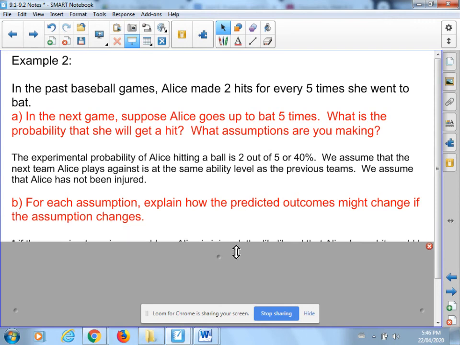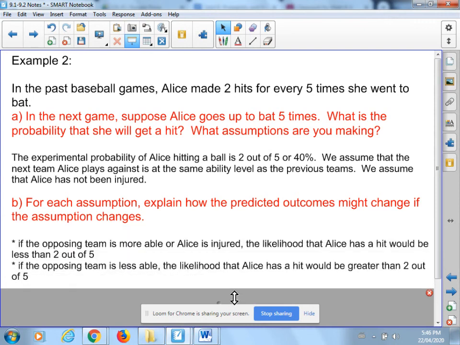So if I change that assumption, if the opposing team is more able or Alice is injured, the likelihood that Alice has a hit would be less than 2 out of 5. And if the opposing team is less able, the likelihood that Alice has a hit would be greater than 2 out of 5. So if she's playing the worst team in the league or the best team in the league, her odds would also change. So this is how our subjective judgment can impact what is happening.